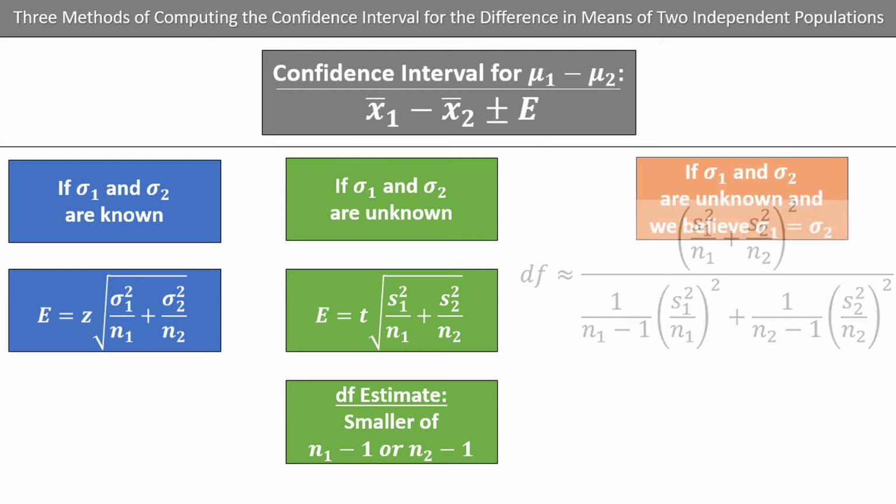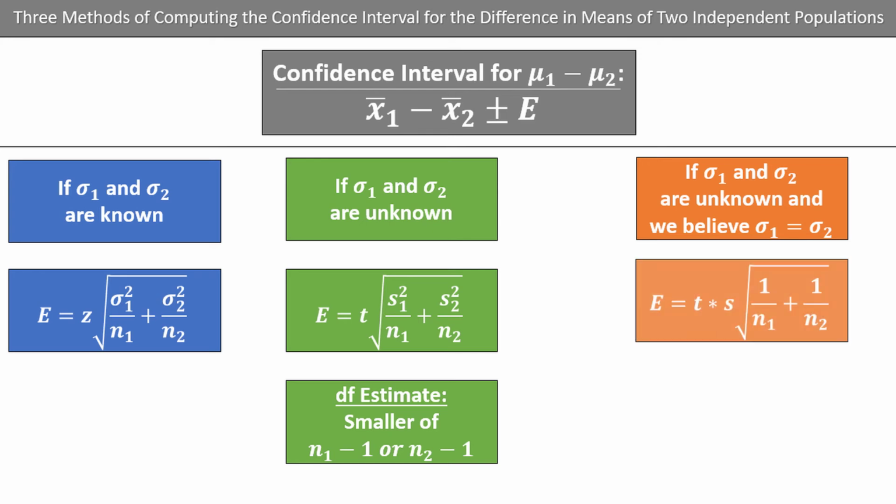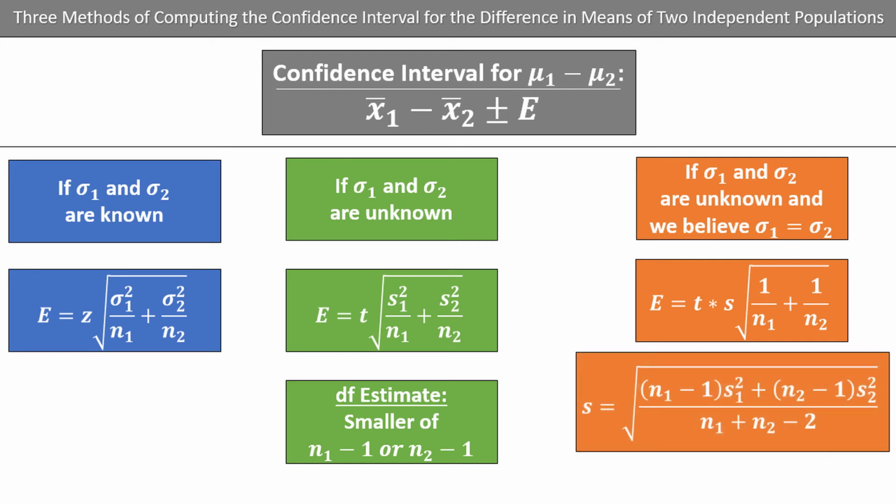If the population standard deviations are unknown, but there is a good reason to think that the standard deviations are equal, the error is t times s times the square root of 1 over n1 plus 1 over n2. s is the pooled standard deviation and can be found by this ugly formula. The degrees of freedom are n1 plus n2 minus 2. Let's look at some examples.